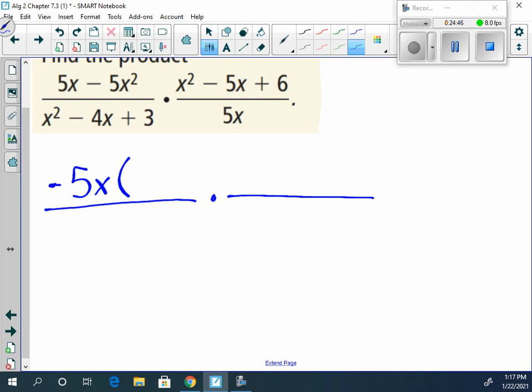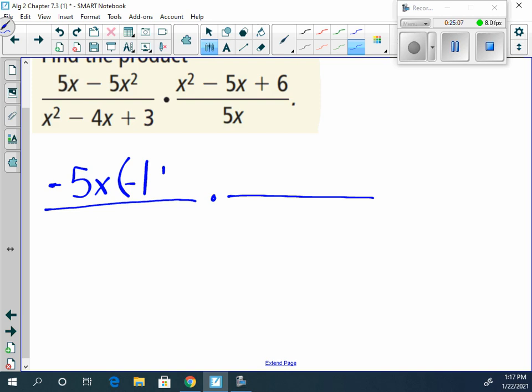Questions on this here? So if I factor negative 5x out of 5x, well, that would be 1. But because of the negative, it's not just going to be 1, it's negative 1, because it was positive, and if I pull a negative out of a positive number, it becomes negative.